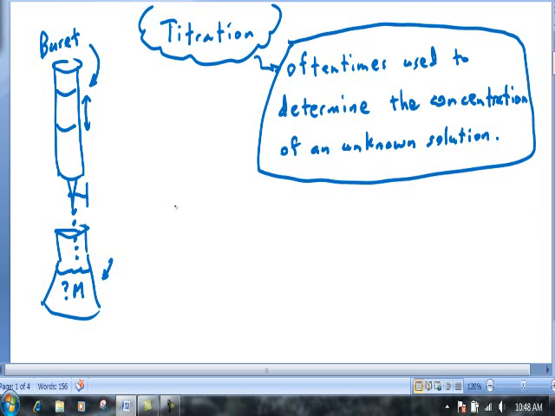For our purposes in this lab, we're going to be doing a series of titrations where all of the reactions are going to be an acid plus a base. Now, all acid-base reactions are going to create the products of a salt plus water. Also, acid-base reactions are a form of a double replacement reaction.